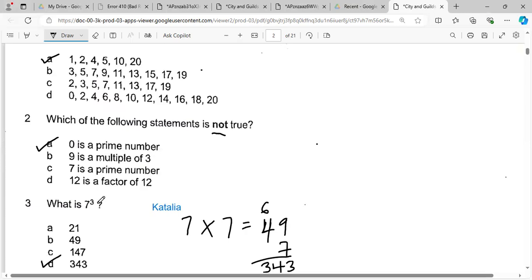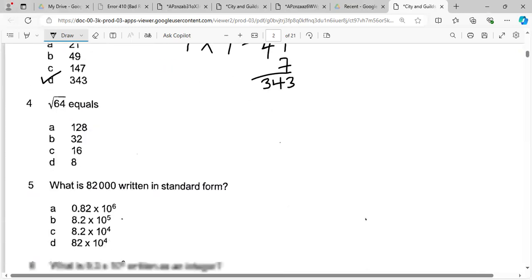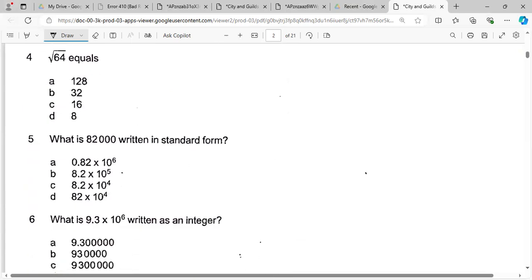Alright. So 7 cube means 7 times 7 times 7. Students might be tempted to say 21, 7 times 3 is 21. That's an error students make sometimes. But very good, Katia. Good job. Alright, so go ahead and do 4 and 5. You can do 6 too, guys, because 6 is in the pictures. So you can go ahead and do that. Good job on those 3 though.